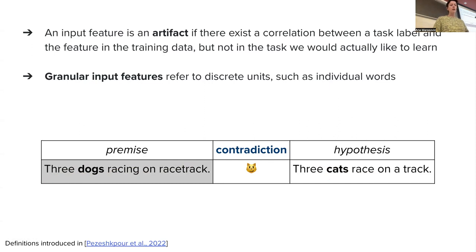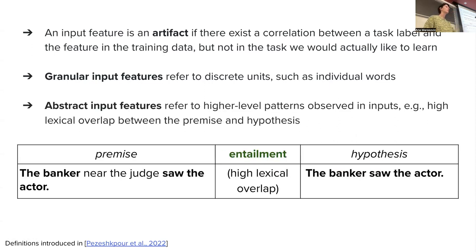However, artifacts or data shortcuts don't need to be explicit. They can be a higher level feature of your input tokens. So in the same data set, if there is a high lexical overlap, meaning a lot of words that occur in the premise also occur in the hypothesis, it is very suggestive that the label will be entailment. So this is a little bit trickier because you can't maybe just do some corpus statistics to see whether you have that artifact. It can be really nuanced.